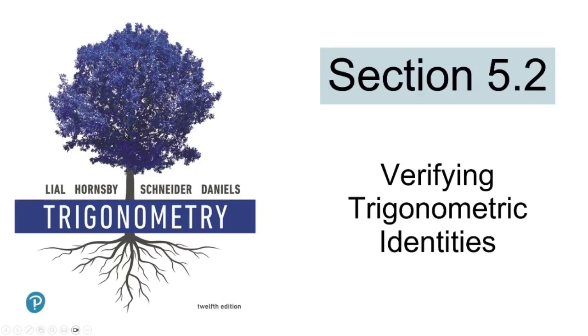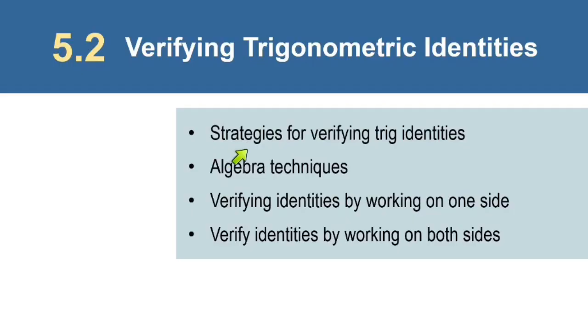Today we're in section 5.2 and we're going to be verifying trigonometric identities. In this section I'll give you some strategies for verifying trig identities and we'll go over a few more algebra techniques. And then we will learn how to verify identities by working with the expression on one side of the equal mark and also how to verify identities by working with the expressions on both sides of the equal mark.